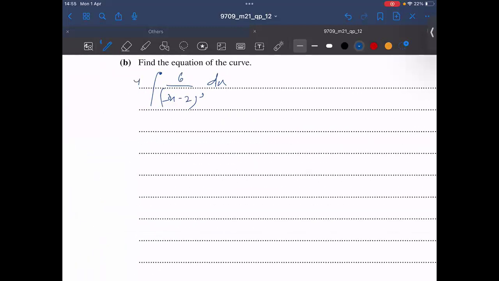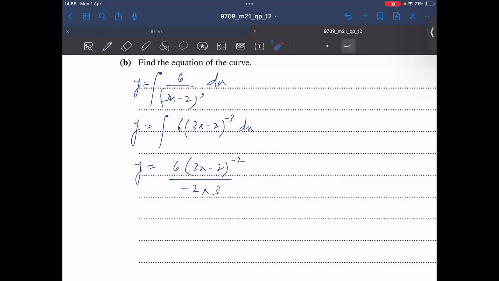All right, so it's going to be the integral of 6 bracket 3x minus 2 whole cube. It will be minus 3, 3x minus 2 to the power minus 2, divided by minus 2 into 3. I hope I've done it correctly. Just let me know if I do anything wrong. We have over here the derivative of the expression inside the bracket. And I'm going to write down plus c.